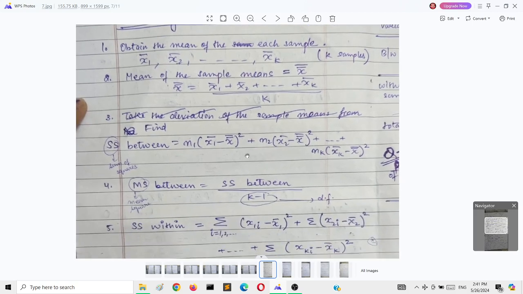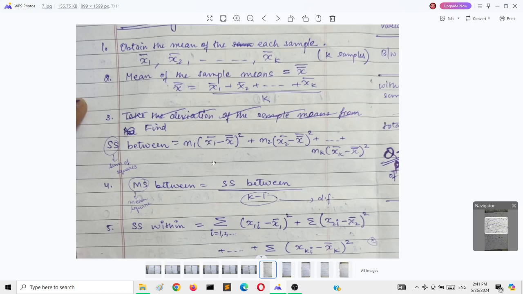So now you will find the sum of squares between. This is the third step, that is, you find the sum of squares. How will you do that? We'll do n1 multiplied by (x1 bar minus x double bar) whole square, plus n2 multiplied by (x2 bar minus x double bar) whole square, and up to nk multiplied by (xk bar minus x double bar) whole square. So n must be the number of samples in that particular sample, right?